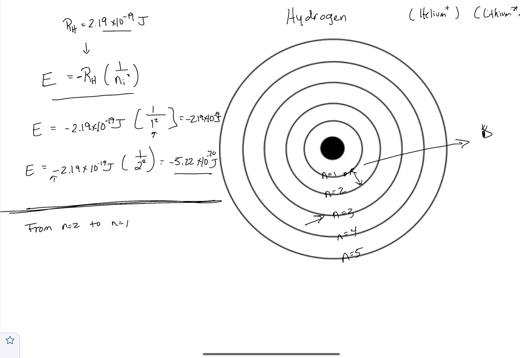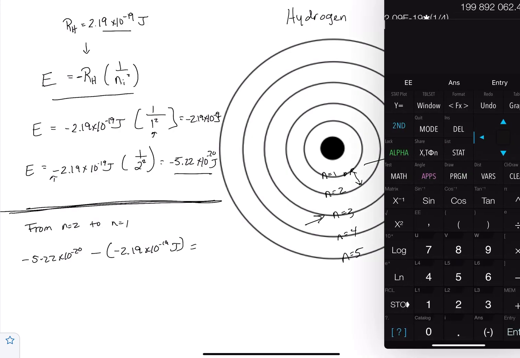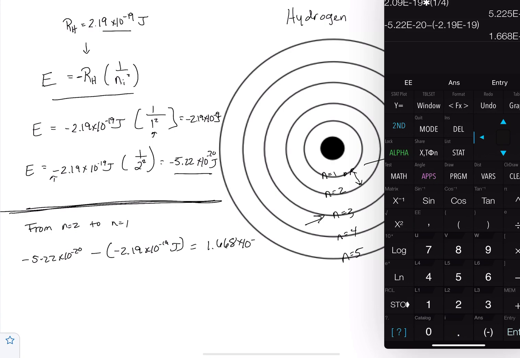We already have the n equals 2 energy: negative 5.22 times 10 to the minus 20th, minus negative 2.19 times 10 to the negative 19th joules. So it gives us negative 5.22 e to the negative 20th minus negative 2.19 e to the negative 19th. And that gives us that the energy difference is 1.668 times 10 to the minus 19th joules.